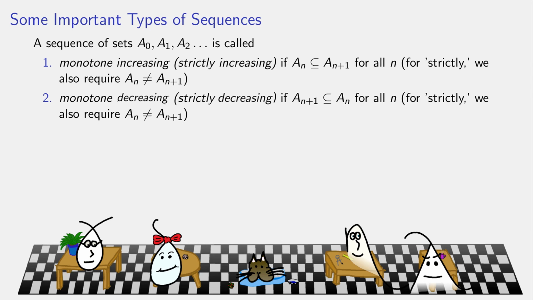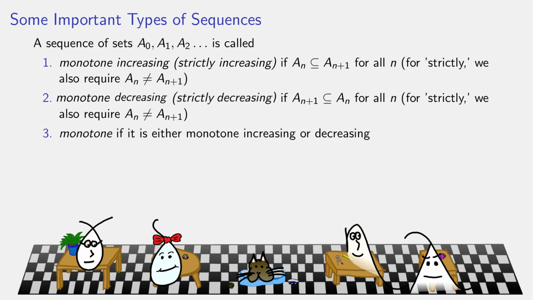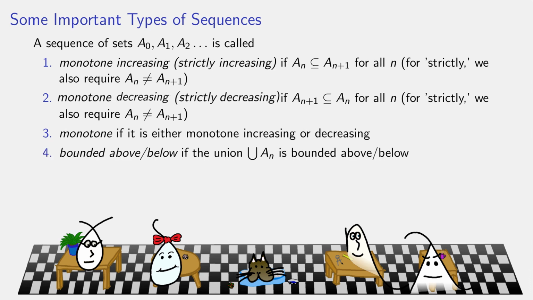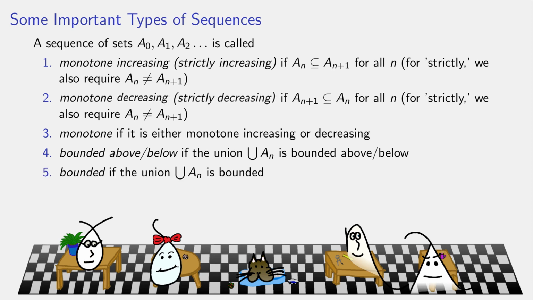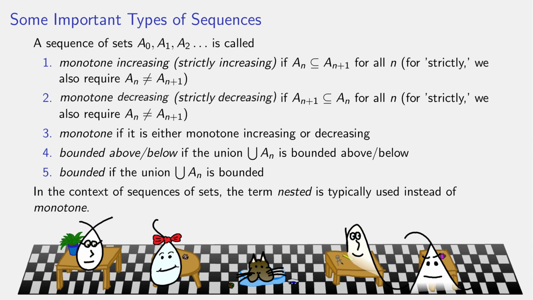Decreasing if the set containment goes in the other way. Monotone if it is either increasing or decreasing. Bounded above or below if these unions are bounded above or below. Bounded if the union is bounded. And in the context of sequences of sets, monotone is not very commonly heard. You talk about sequences of sets being nested if you have these containment operations. Either way, if it's an increasing sequence or a decreasing sequence of sets, both of them could be called nested.